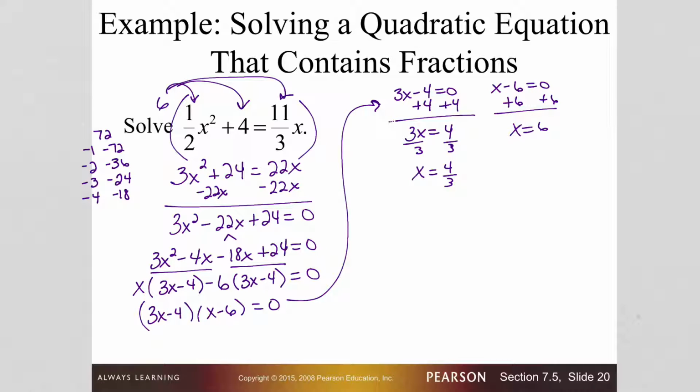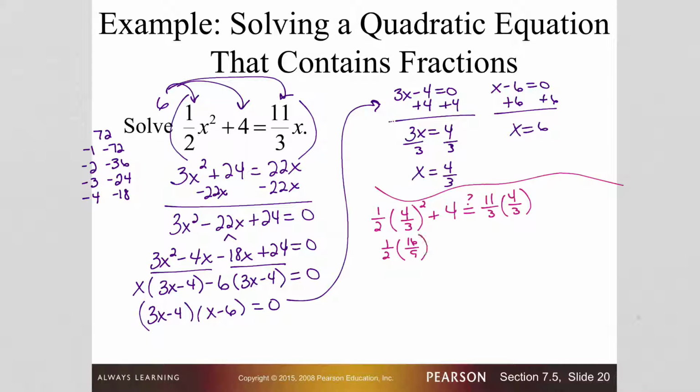So now you can check your work still. So I'm going to test the 4/3. So I'm going to put it into my original problem wherever I see x. So 1/2 times 4/3 squared plus 4, does that equal 11/3 times 4/3? Well, let's take a look and see. I'm going to square 4/3, so I've got 1/2 times 16/9. 4/3 times 4/3 is 16/9. I'm going to go ahead and multiply these over here, so I get 44/9.